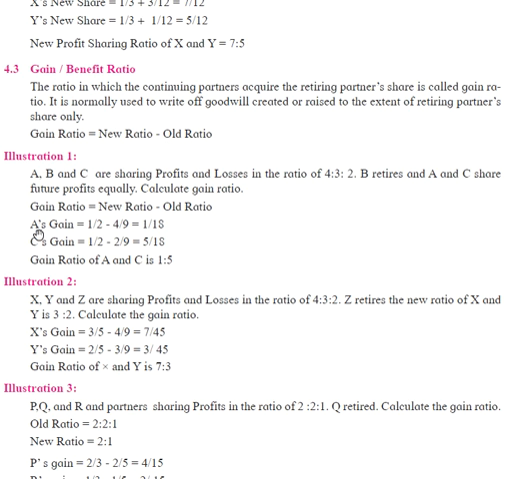So we'll see the first problem. A, B and C are sharing profits and losses in the ratio of 4 is to 3 is to 2. This is the old ratio. B retires and A and C share future profits equally. Both A and C are sharing the profit equally. B is getting retired. Calculate the gain ratio.